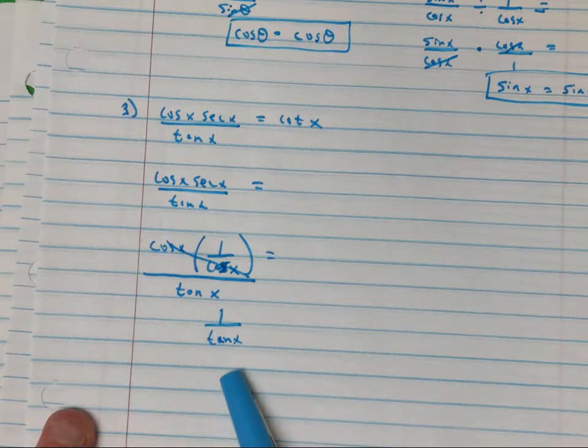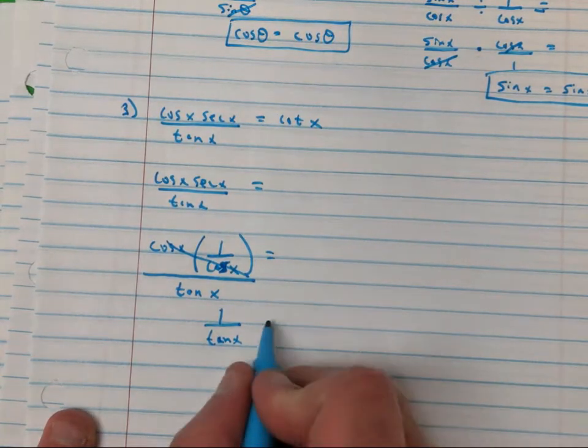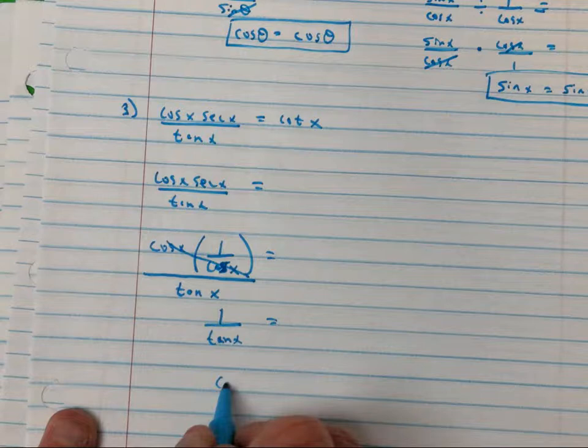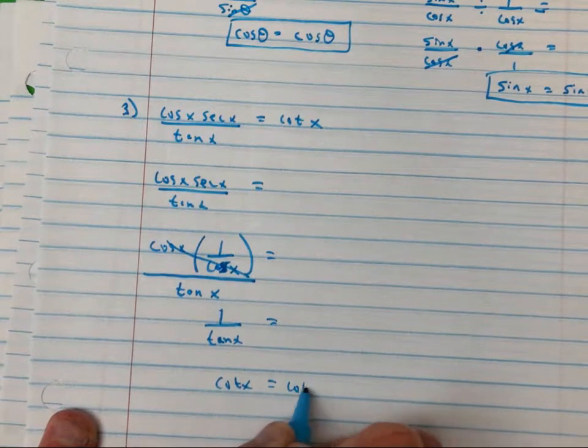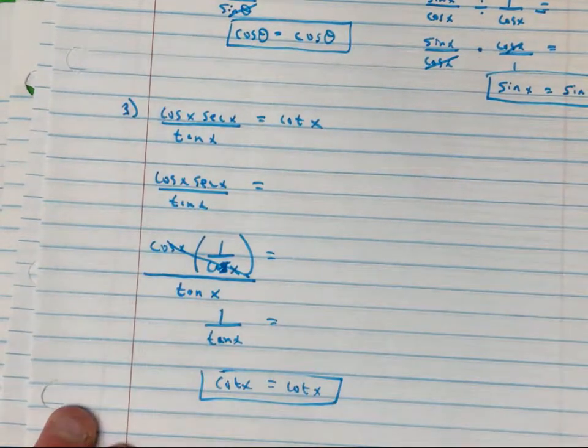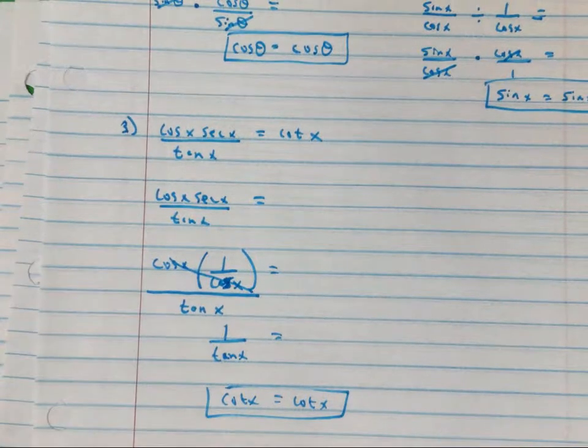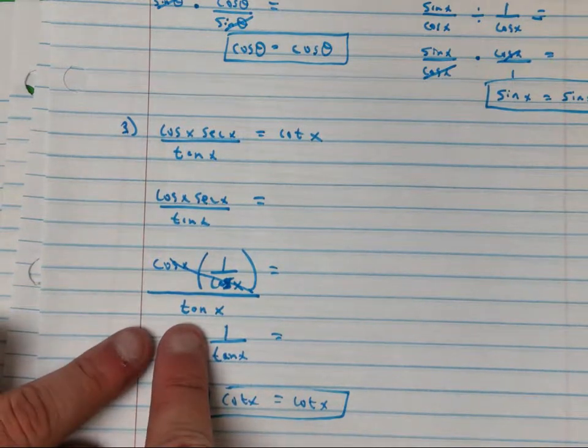Isn't 1 over tangent x equal to cotangent? Yes. So you just proved that this is equal to this. He said, Mr. Session, I would not have thought about this. I would have done something totally different. Okay? Let me show you another. If you went ahead, you could get the same answer doing this.